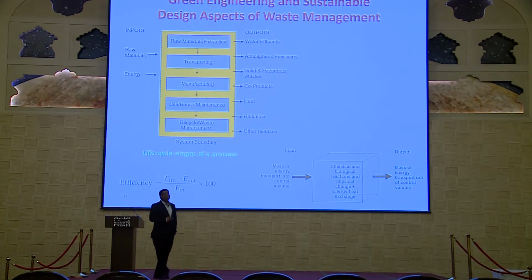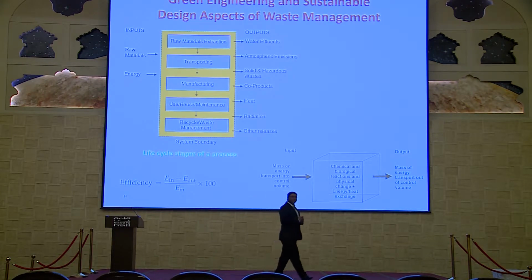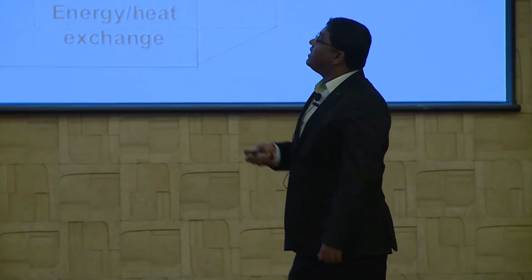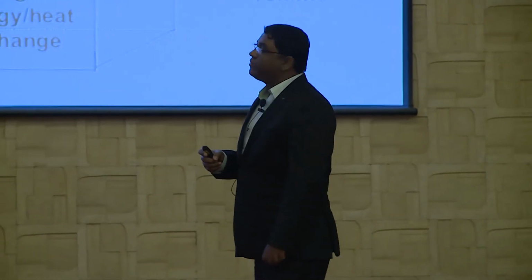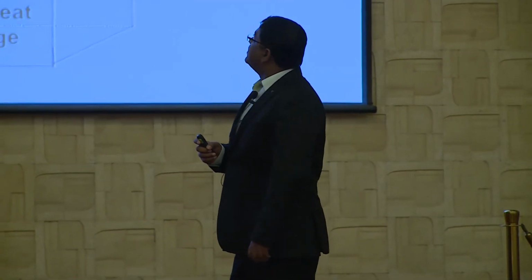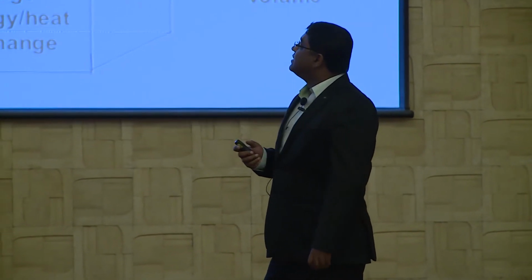Now, if you want to see what is happening for waste management, you can identify the system boundaries and also put what are the inputs and outputs. So we can see that in the input we have the raw materials and the energy, and in terms of output we have different products. We have the water effluents, atmospheric emissions, solid and hazardous waste, heat, radiation and other releases.